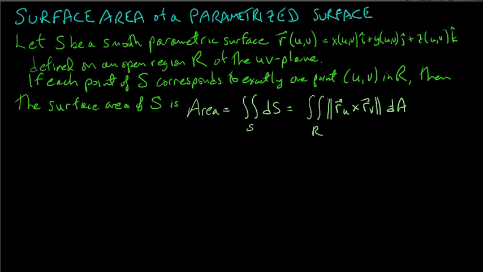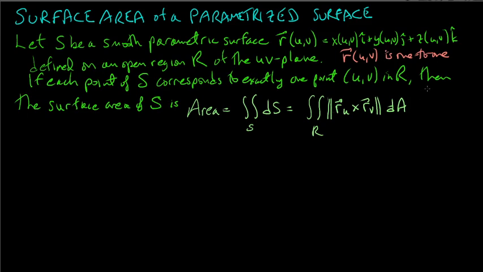Okay, so now we can find the surface area of a parametrized surface. So we have a smooth surface S, parametrized by R of u and v, the usual way, and it's defined on an open region R of the UV plane. And here we have to assume that every point of the surface corresponds to exactly one point of R, right? In other words, that this function R has to be 1 to 1.